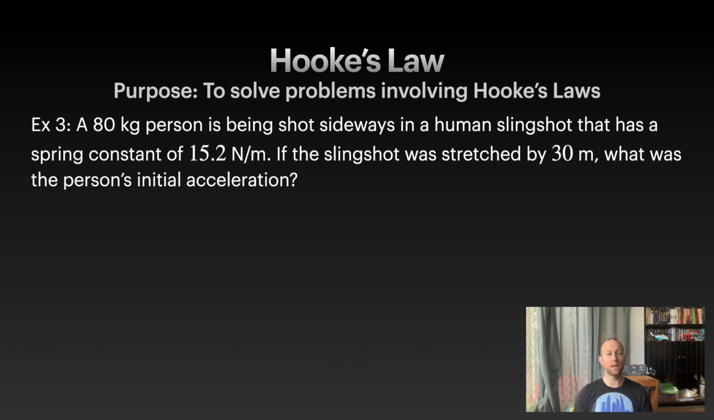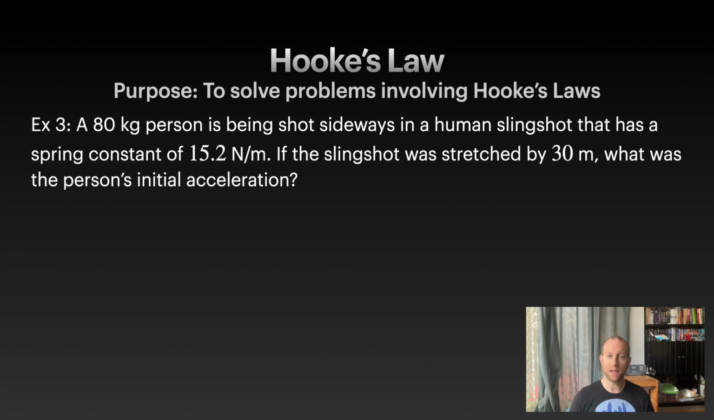Another example here, we've got an 80 kilogram person being shot sideways in a human slingshot. I don't recommend it, but you can try it if you want. So that slingshot has a constant of 15.2 newtons per meter. If the slingshot was stretched by 30 meters, we want to know the initial acceleration.